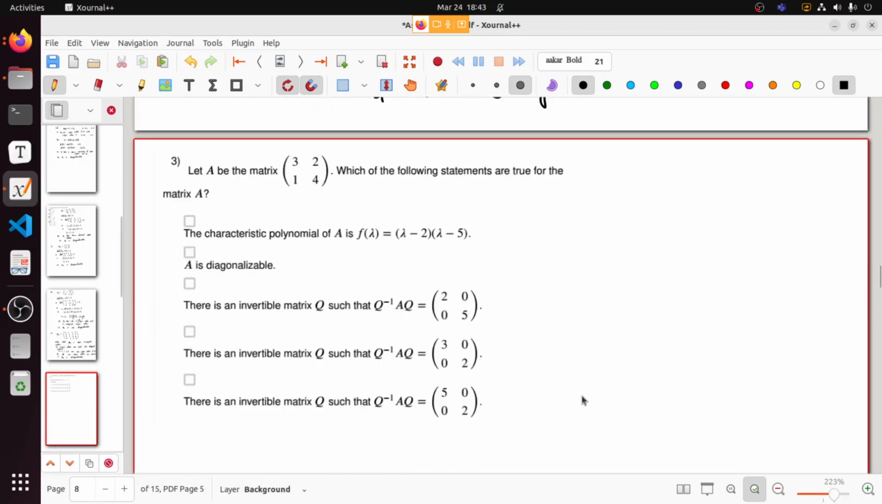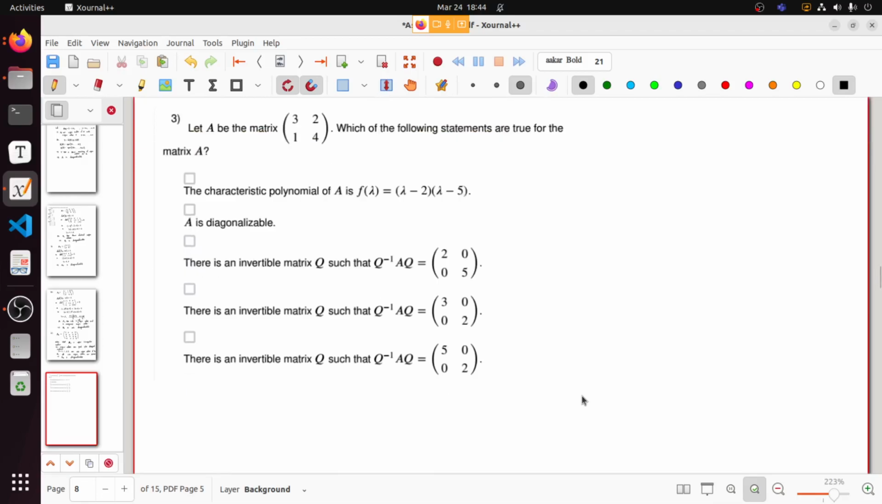Let's move to question number 3. A matrix 3 2, 1 4, a 2 cross 2 matrix, is given. Then we have to check which of the following statements are true for matrix A. The first option gives the characteristic polynomial. You have to check whether this is correct or not.